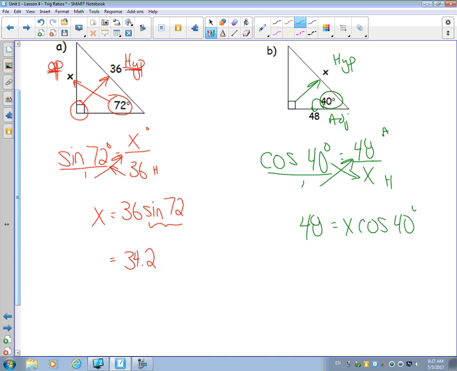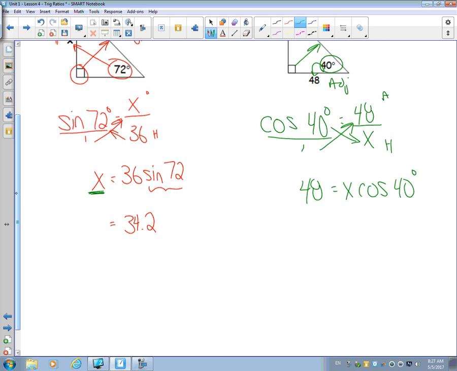Unfortunately, this time, I don't have x by itself. In the first example, I did. I had x just right there. It was easy. But this time, I don't. So to get x by itself, I have to think of this as, well, those are multiplying. So to separate them, I need to bring the cos 40 to the left and divide it.